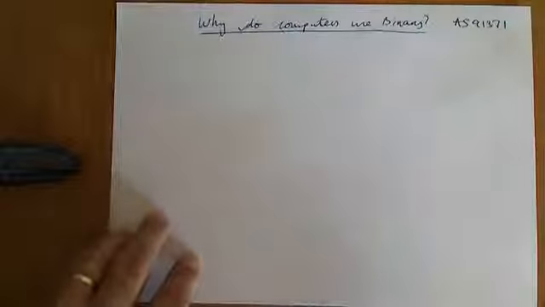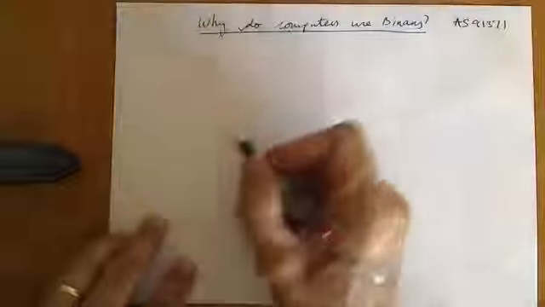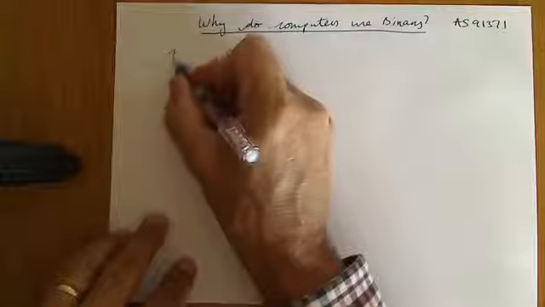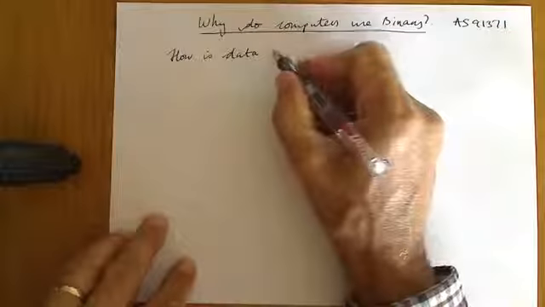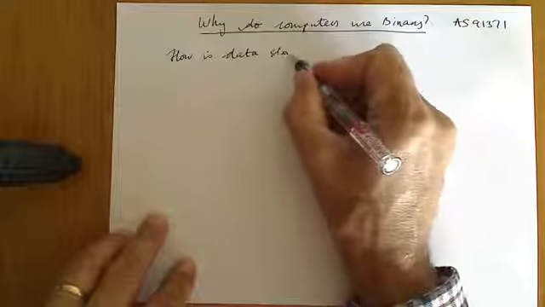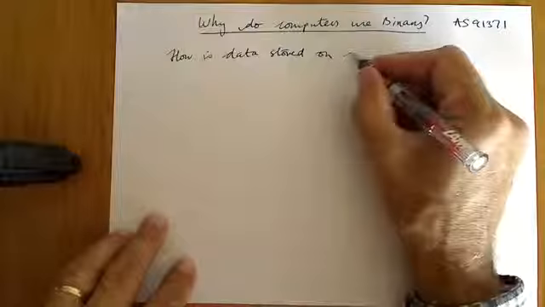So to understand why computers use binary, we need to understand a little bit about the hardware and how data is stored on a computer. And we're going to be looking at a hard drive, a CD, and a USB flash drive.